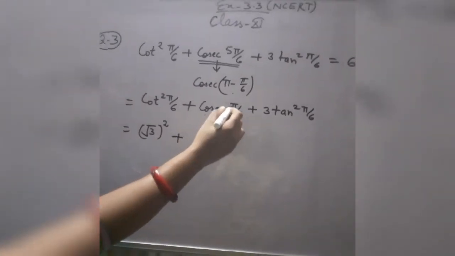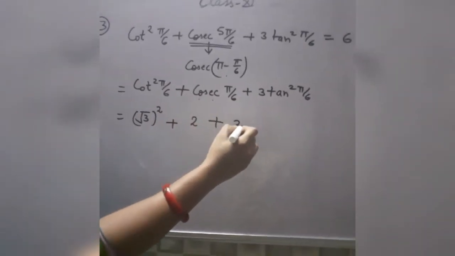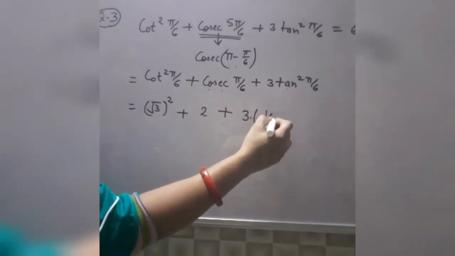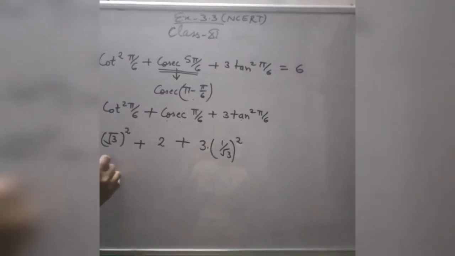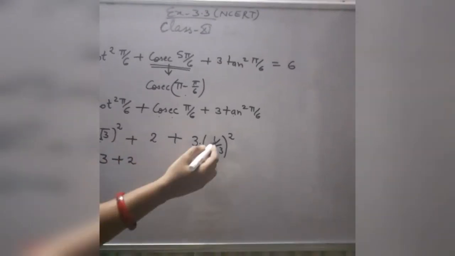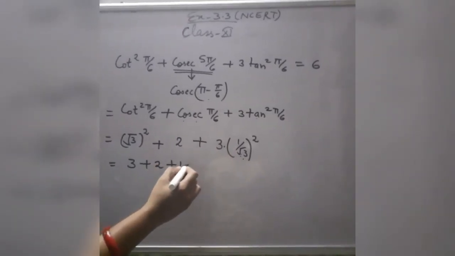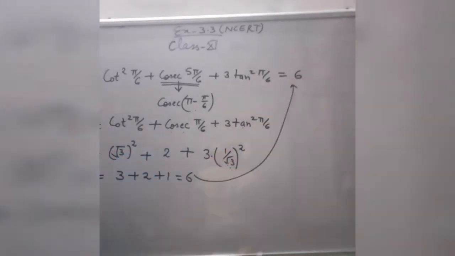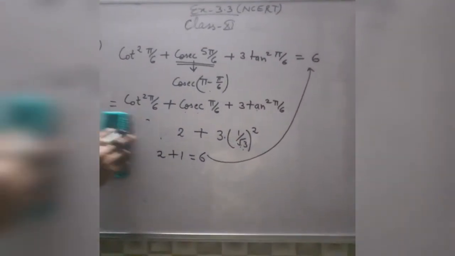Plus, similarly cosecant pi by 6 means cosecant 30, which is equal to 2. 3 into the value of tangent pi by 6, meaning tangent 30, which is 1 by root 3, and the square of 1 by root 3. The square of root 3 is 3, and here also the square of root 3 becomes 1 by 3. 3 is cancelled with 3, it becomes 1. 3 plus 2 is 5, 5 plus 1 is 6, which is equal to the right hand side of this sum. So hence in this sum also the given result is proved.